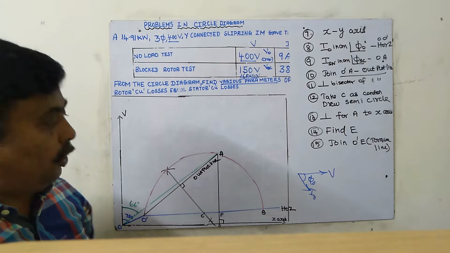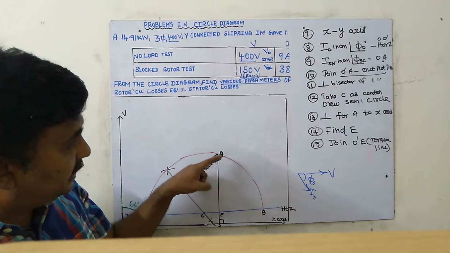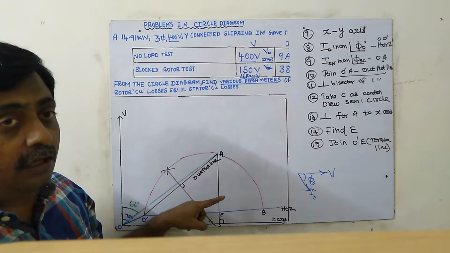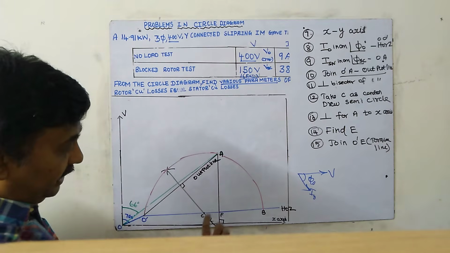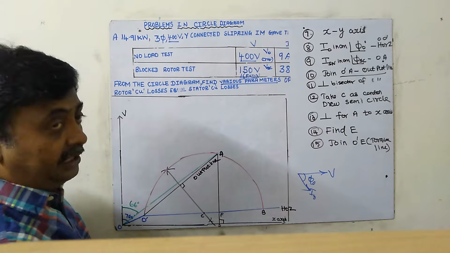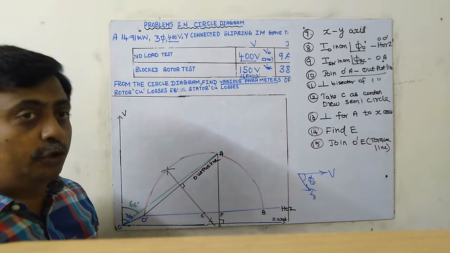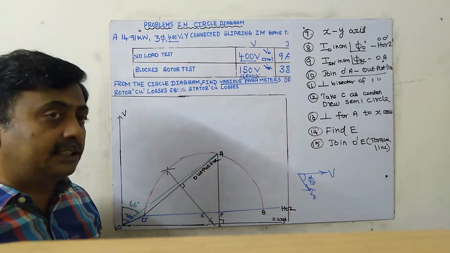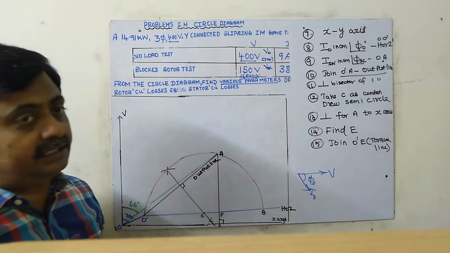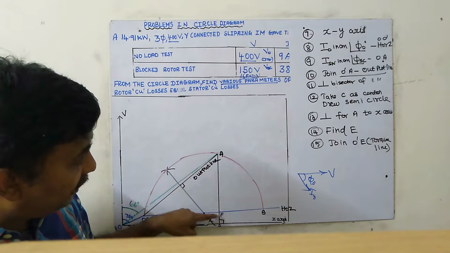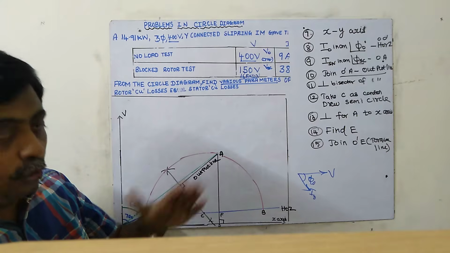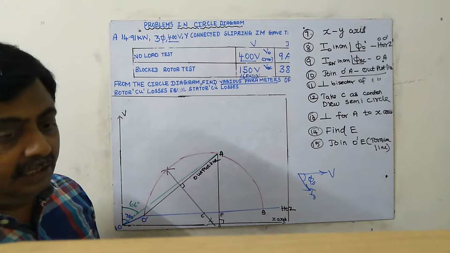WSN represents the losses: stator losses, rotor losses and fixed losses. FD is the fixed losses, and AF is the total copper losses. What are the copper losses we are having? Rotor copper losses plus stator copper losses. So this AF, we have to segregate into two: rotor copper loss and stator copper loss.